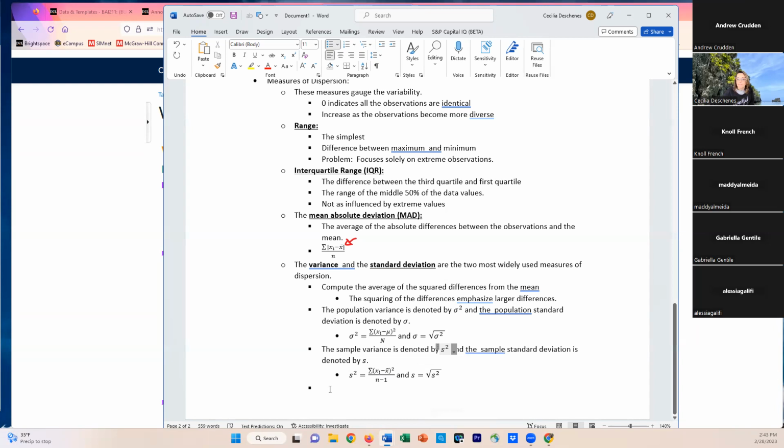All right. Then we have one that actually may be new to you. I don't think I talked about it in my 210 class, but it's something that we use a lot, actually, in the real world. And that is the coefficient of variation. So the last one where we're talking about measures of dispersion is the coefficient of variation, commonly referred to as the CV.